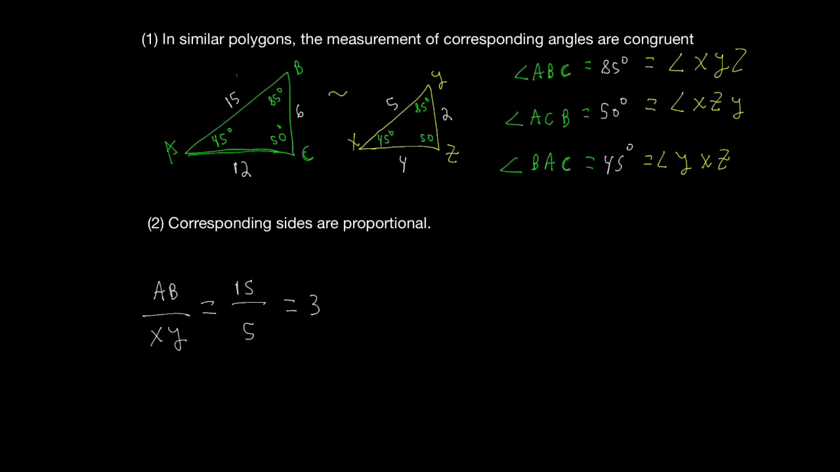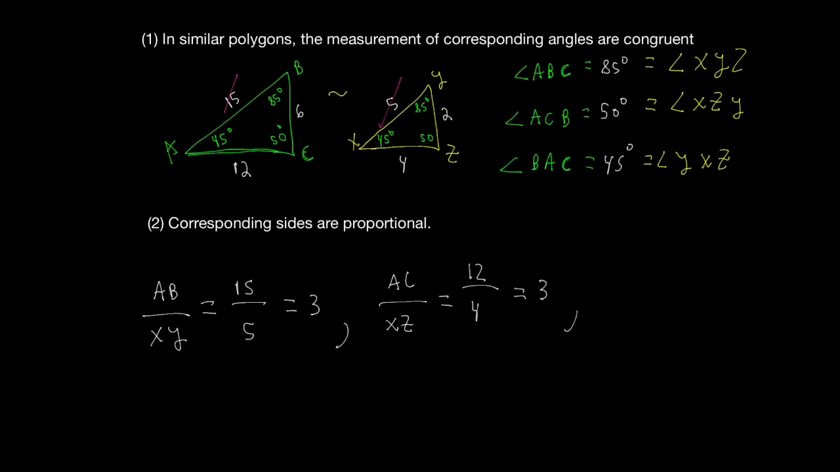So we're done with this part right here. So let's grab another pair of corresponding sides. This time I'm going to grab AC and XZ. So AC corresponds to XZ. So let's get AC, divide that by XZ. AC has a length of 12 and XZ has a length of 4. So 12 divided by 4, we get 3.